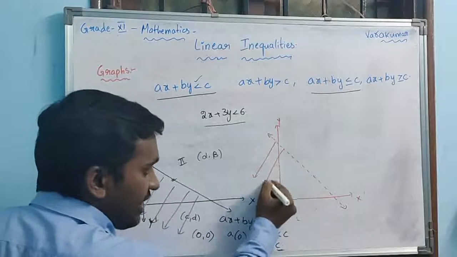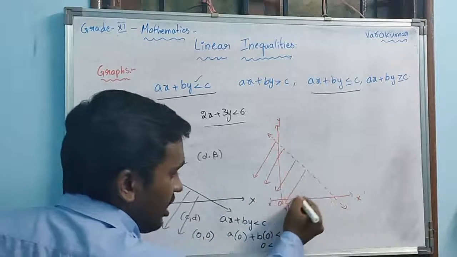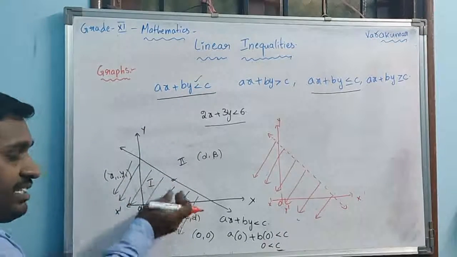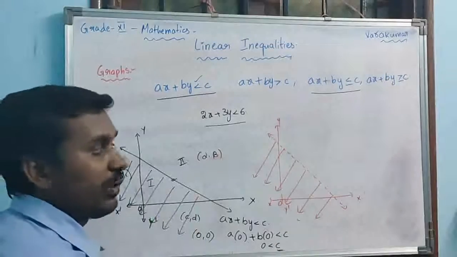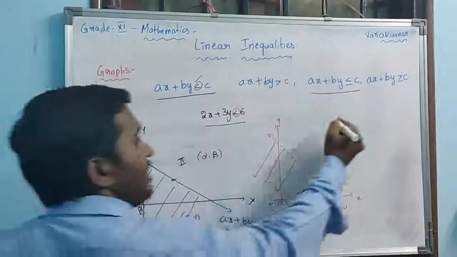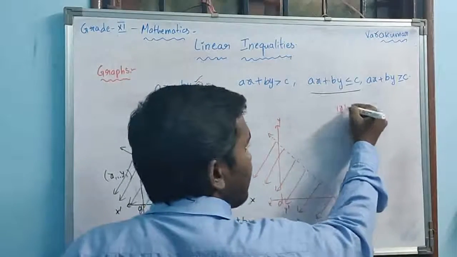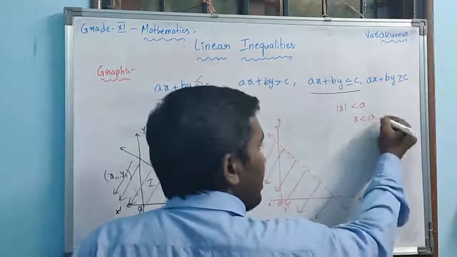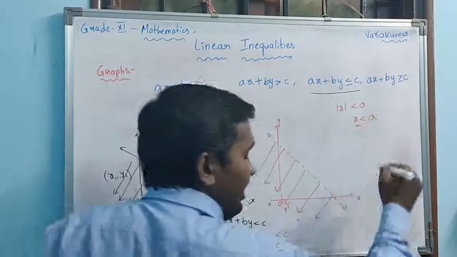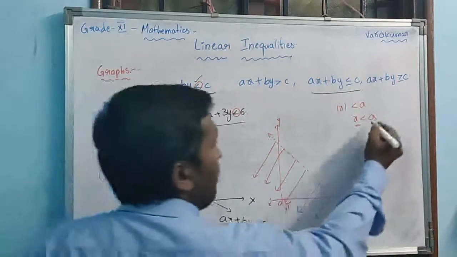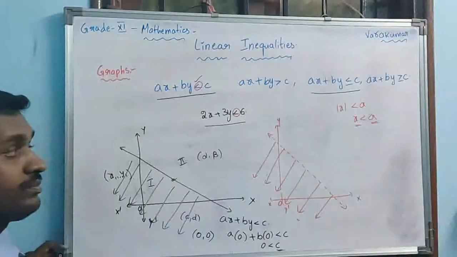In this case, we can touch the graph dotted line. We can shade towards the origin. Sir, what is the difference between this, or what you are trying to conclude? See here, less than. I said x less than a, modulus x less than a, or x less than a. It means the possible values of x will be less than a. But a is not included.